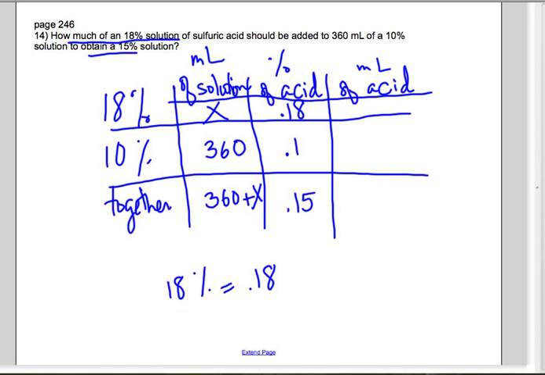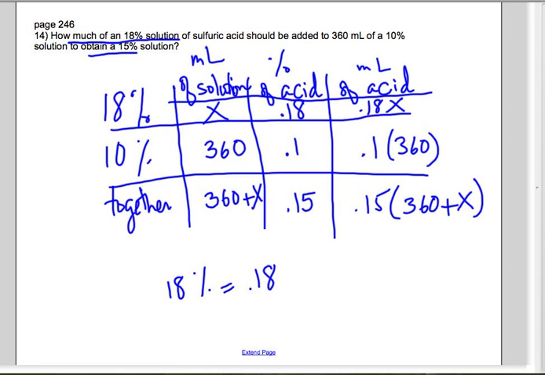The amount of sulfuric acid will be 15% of the solution. So when we multiply the first two columns, we get the last column. So in the first row, we get 0.18 times x. In the second row, we get 0.1 times 360. And in the third row, we get 0.15 times (360 plus x).